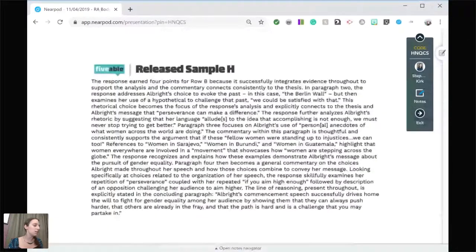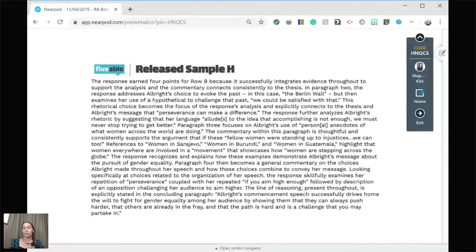It says it successfully integrates evidence throughout the whole thing. It supports the analysis and the commentary connects back to the thesis. Note that it uses the word consistently, okay? So with each piece, even for example, where I interrupted that paragraph and was like, hey, look at the way this pulls it in. Look at the level of the analysis that's been brought in. So you're able to see those pieces.